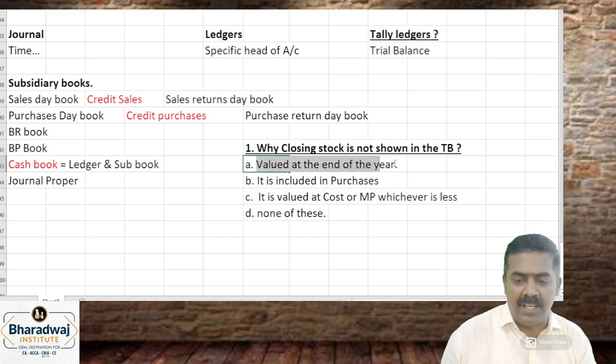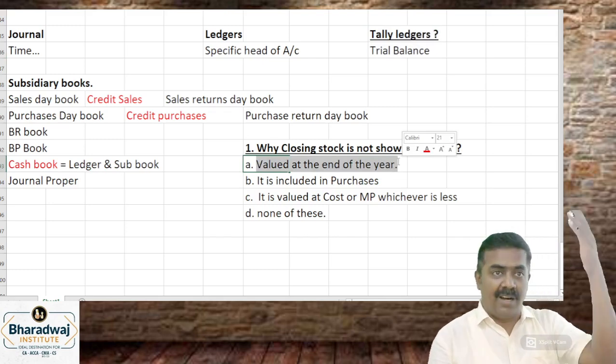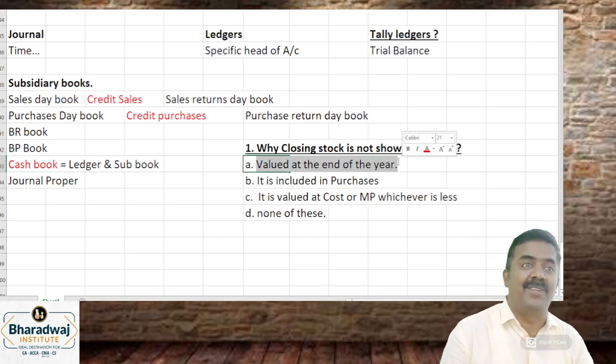So option A is not a correct option. Valued at the end of the year is not correct, because all other assets and liabilities are also valued at the end of the year only.